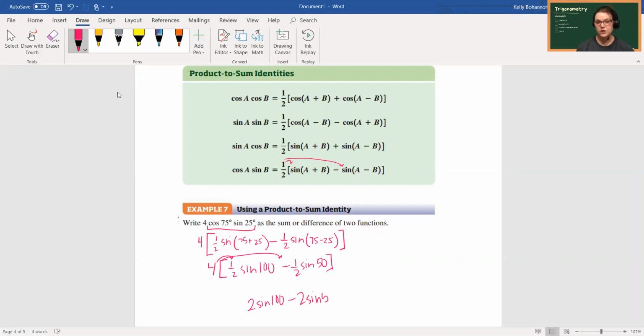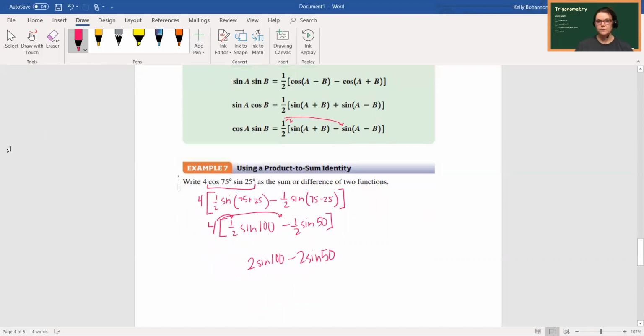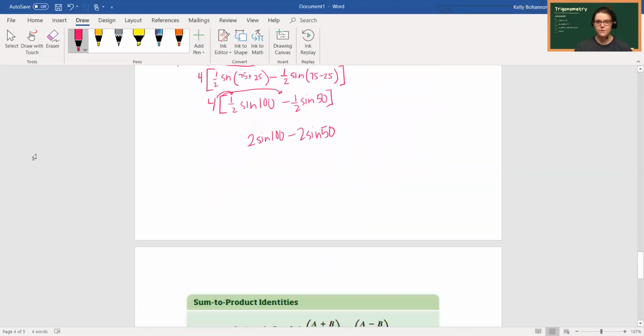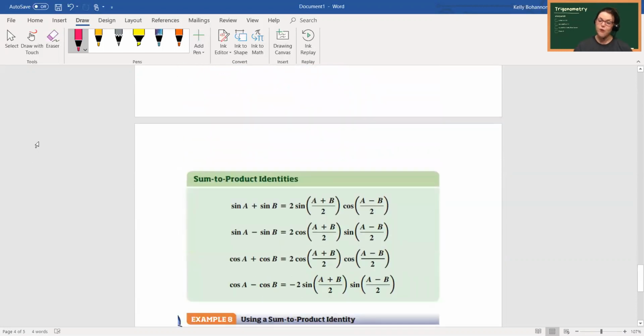Because I don't know sine 100 and sine 50 from the unit circle, I'm just going to stop right there. If it asked me for a decimal answer, I could plug that into my calculator. But if it asked for an exact answer, this is the exact answer because those are not values that are on the unit circle. All right, and then I have sum to product identities.